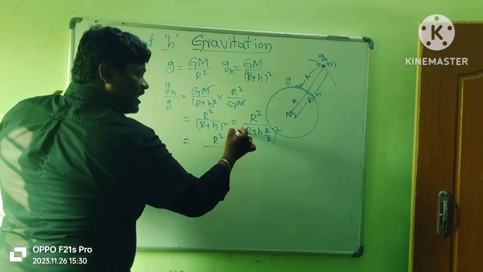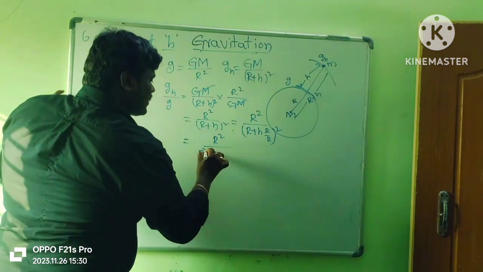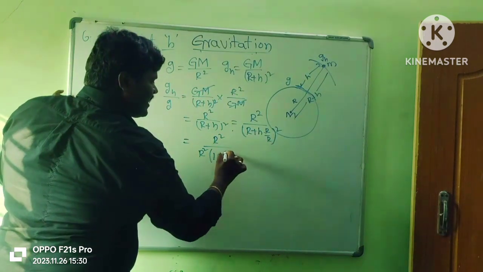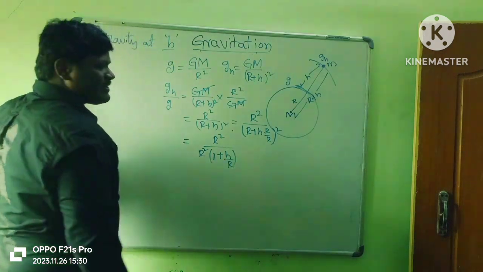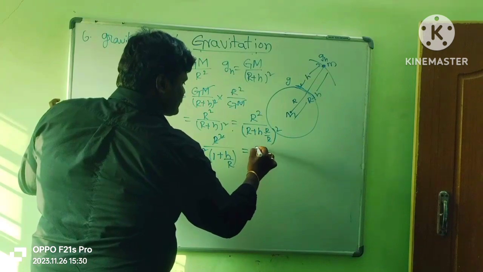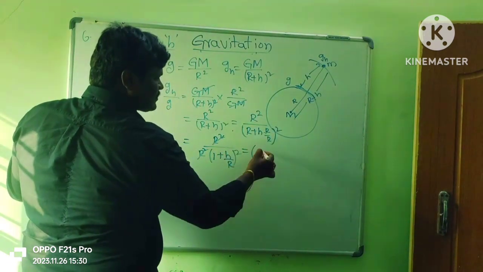If I take R common, but it isn't coming out of the bracket, it becomes R square. Then R square comes out, there is 1 plus H, and this R will come here. Now the remaining is H by R. Now 1 plus H by R. Now R square gets cancelled. Now can I write this as 1 plus H by R whole square, 1 plus H by R whole square.